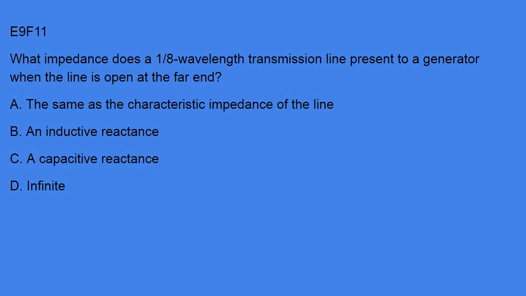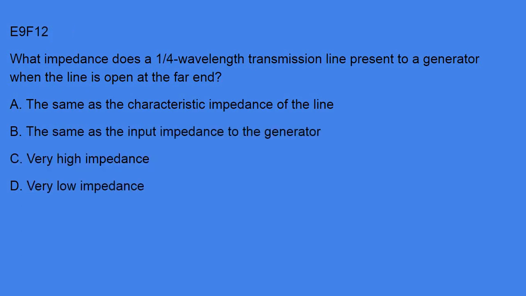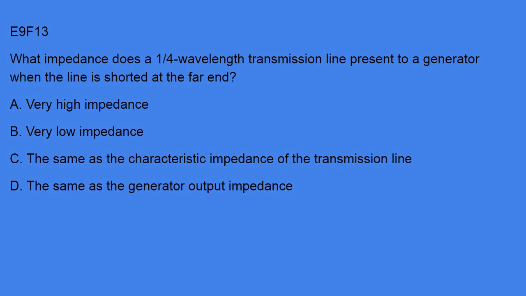E9F11, what impedance does an eighth wavelength transmission line present to a generator when the line is open at the far end? That is a capacitive reactance. E9F12, what impedance does a quarter wavelength transmission line present to a generator when the line is open at the far end? Very low impedance. E9F13, what impedance does a quarter wavelength transmission line present to a generator when the line is shorted at the far end? Very high impedance.